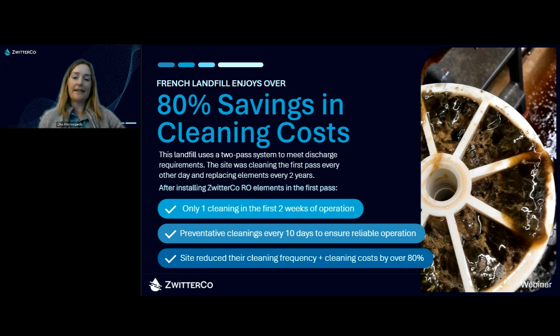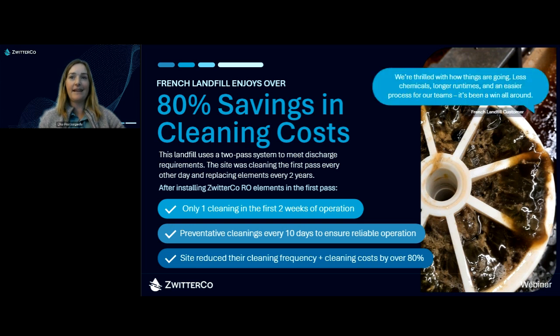By reducing the cleaning frequency from every other day to every 10 days, they've reduced their cleaning frequency and cleaning costs by over 80%. Needless to say, the site is very happy with how things are going and have said that less chemicals, longer run times, and less maintenance have made it easier for their team to operate the system.